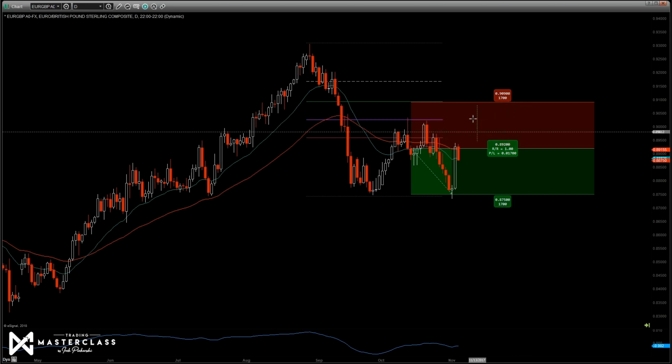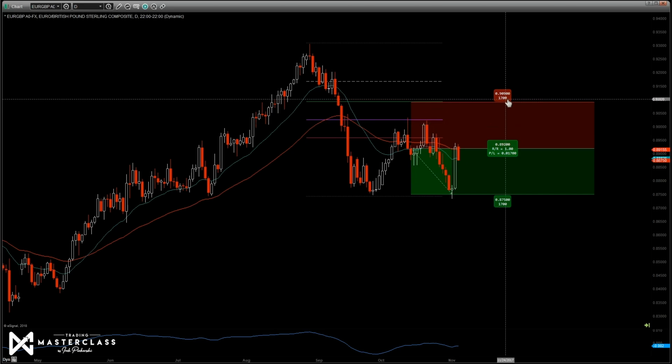The majority of the drawing tools will already do this for you. They'll just calculate it right for you and show you the pip distance away. So the pip distance is 170 pips.